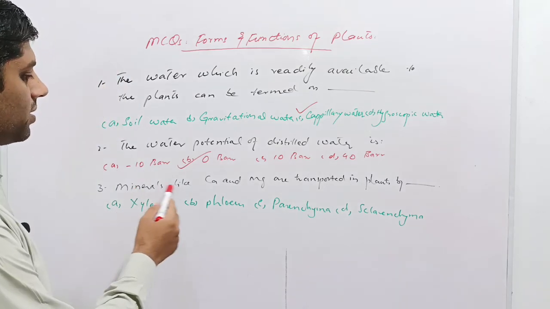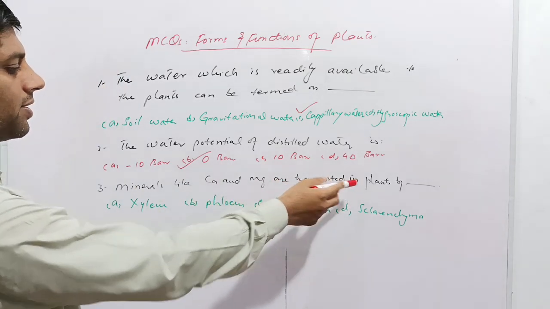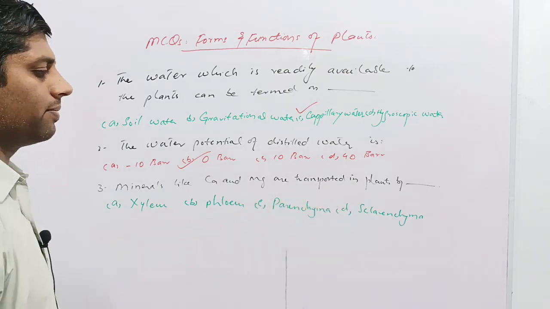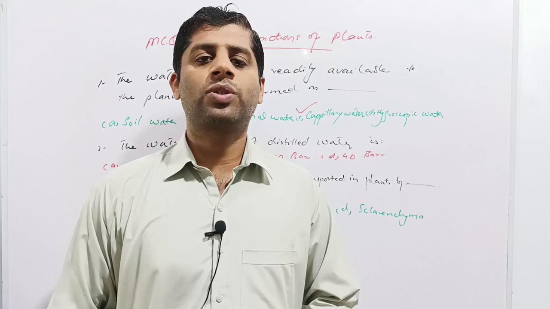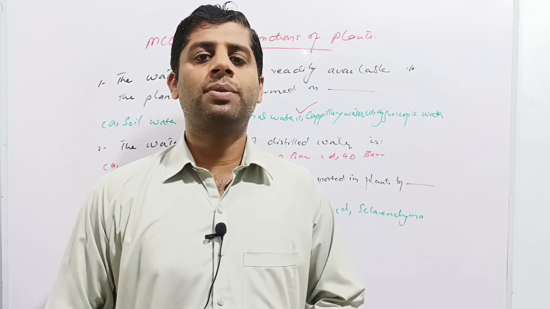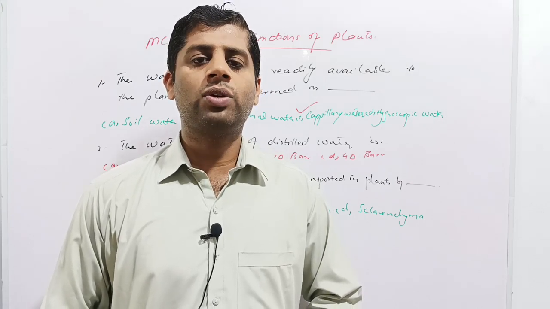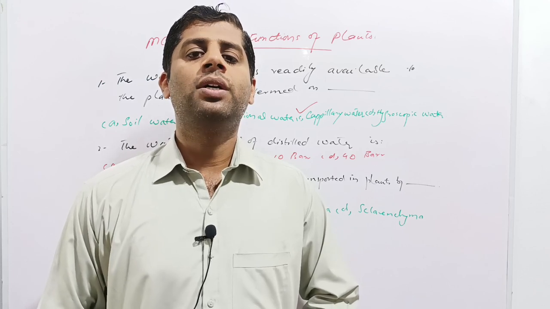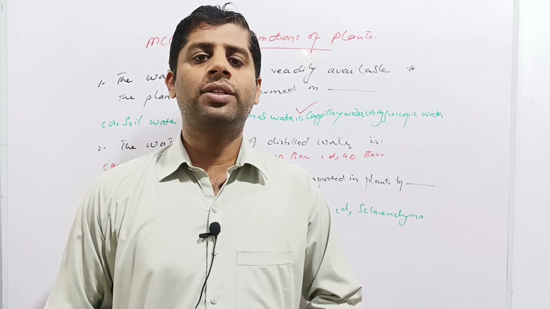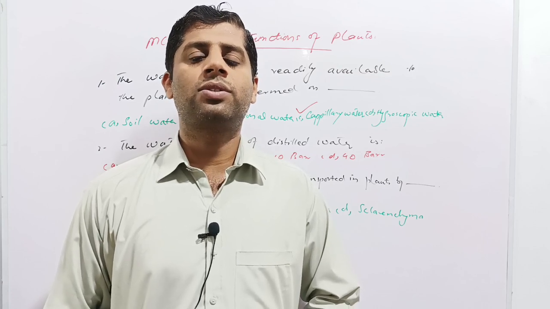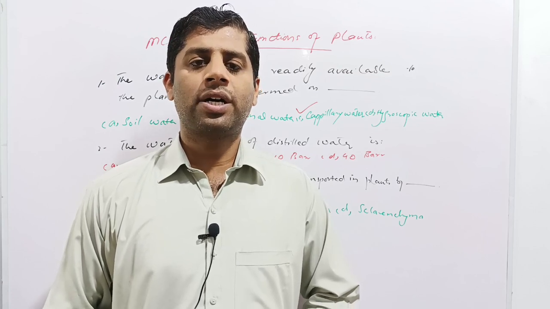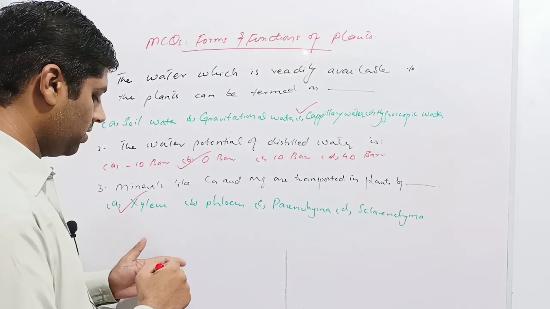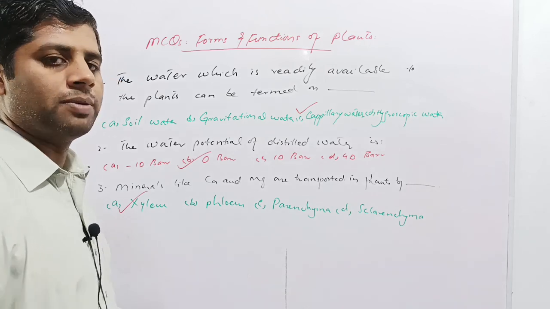Next question is, the minerals like calcium and magnesium are transported in the plants by dash. Given options are xylem, phloem, parenchyma or sclerenchyma. As you know that there are two conducting tissues in the vascular plants, the xylem and phloem. Xylem is basically water and mineral conductor, while phloem conducts the food in the plants. So here he is asking about the minerals calcium and magnesium. Not only calcium or magnesium, all the other minerals like iodine, magnesium, manganese, strontium, natrium, all of these minerals are transported by the xylem vessels in the plants. So here option A is correct, that xylem is the conductor of calcium and magnesium in the plants.